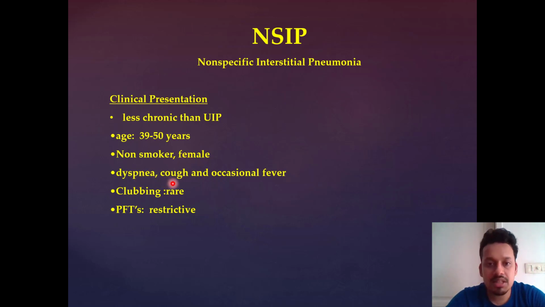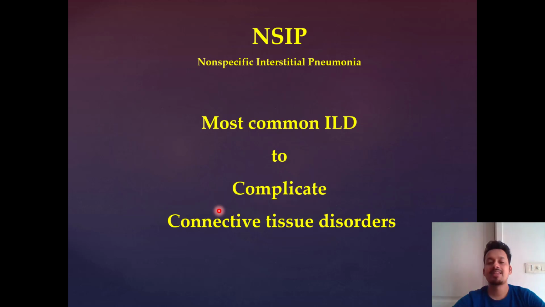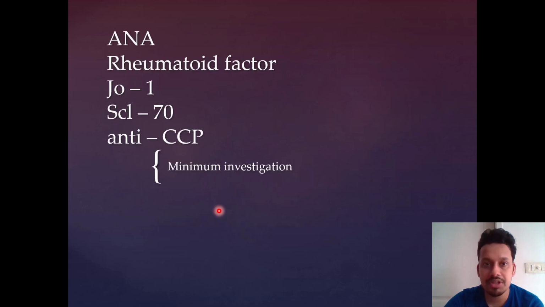The patients have dyspnea, cough, and occasional fever, and clubbing is rare, also unlike IPF. The PFTs predictably show a restrictive pattern. And this is the most common ILD to complicate connective tissue disorders. That means if you diagnose a patient with NSIP on CT scan and clinically, what you need to search for is whether the patient has any underlying connective tissue disorders.